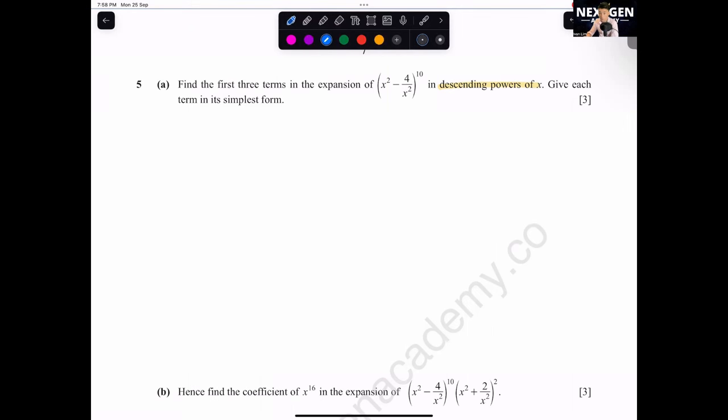If you're not sure, when you do series, this binomial expansion, write down the formula from the formula sheet first before you do. What's the formula? (a plus b) to the power n equals a^n plus nC1 a^(n-1) b, then plus nC2 a^(n-2) b squared. Always remember, write it down first. Then expand it, put it into the formula.